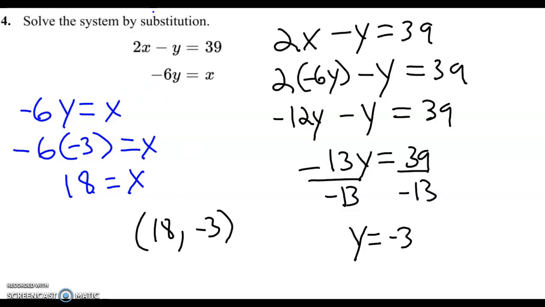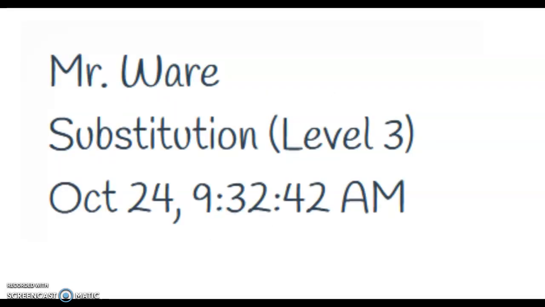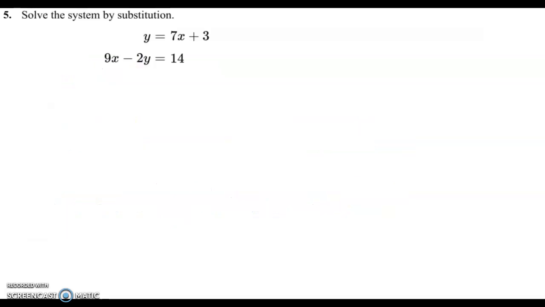All right, let's take a look at another one. Now this is substitution level 3 on Delta Math. Now the difference here is instead of a monomial or one term, it's a binomial, two terms, but it's still already solved for y.